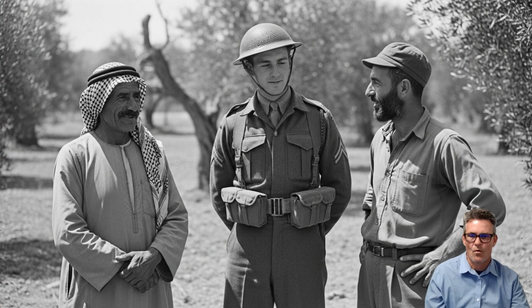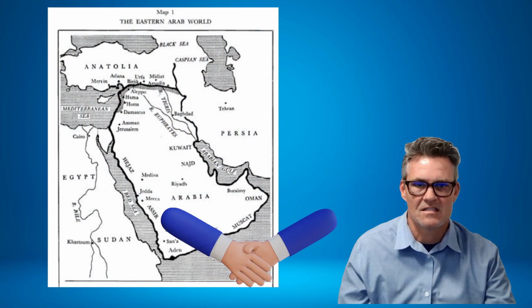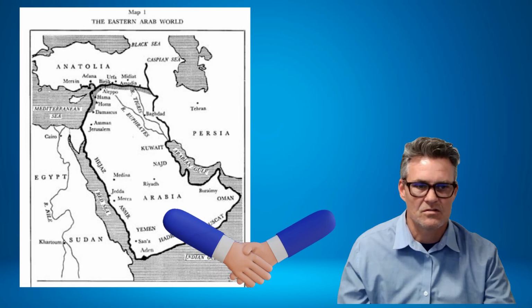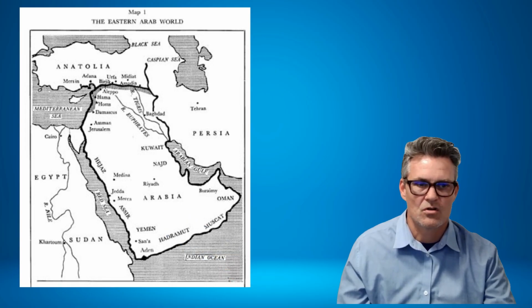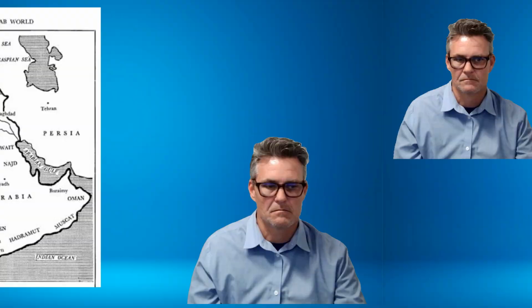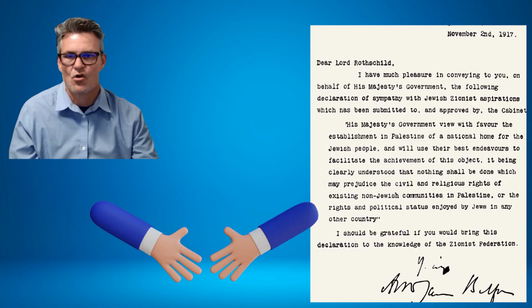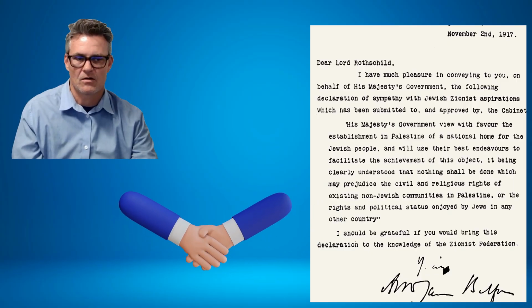During the First World War, Britain made conflicting promises to the Arabs and the Jews. They promised Arabs independence to gain support against the Ottomans with this new map, which would give all control over Arabia to the Arabian states. And they promised a Jewish homeland in Palestine through the Balfour Declaration.